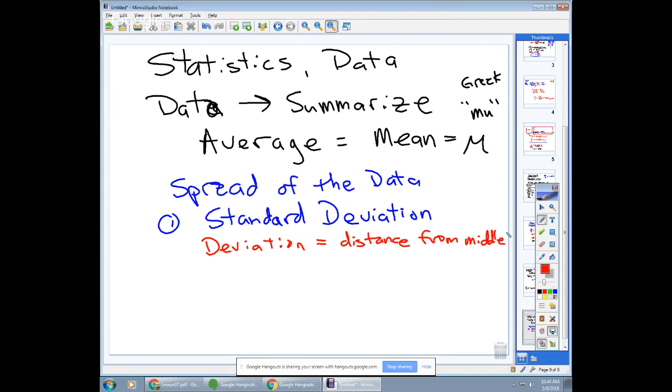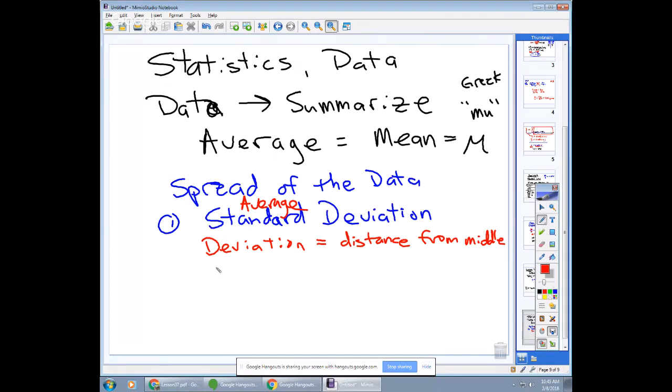Right, so if the average height of a guy in the US is, let's say, 5'9", I'm 1 inch below average. So my deviation in height is 1 inch. Standard deviation is kind of like an average deviation, an average spread of the data. The bigger the standard deviation, the more spread out the data is. The smaller the standard deviation, the tighter packed the data is.